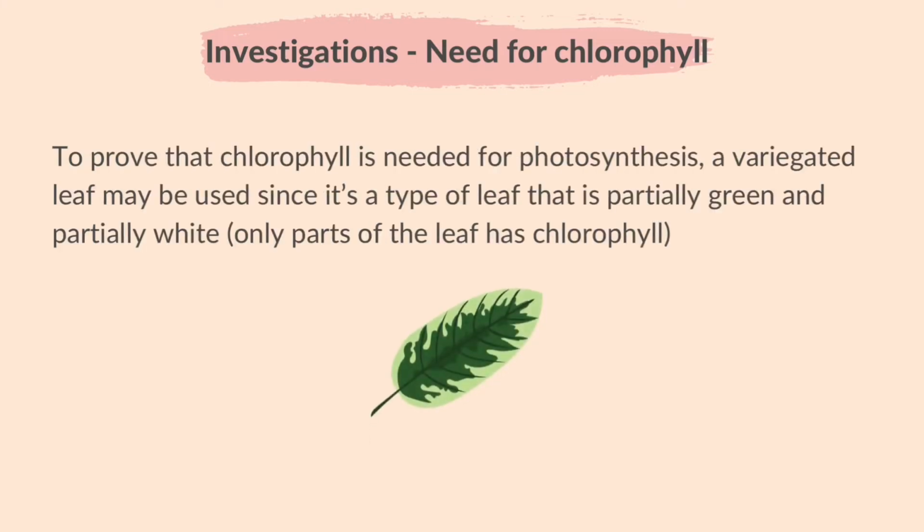The first investigation we'll look at is the need for chlorophyll in photosynthesis. To prove that chlorophyll is needed for photosynthesis, a variegated leaf may be used since it's a type of leaf that is partially green and partially white. That is, only parts of the leaf have chlorophyll.